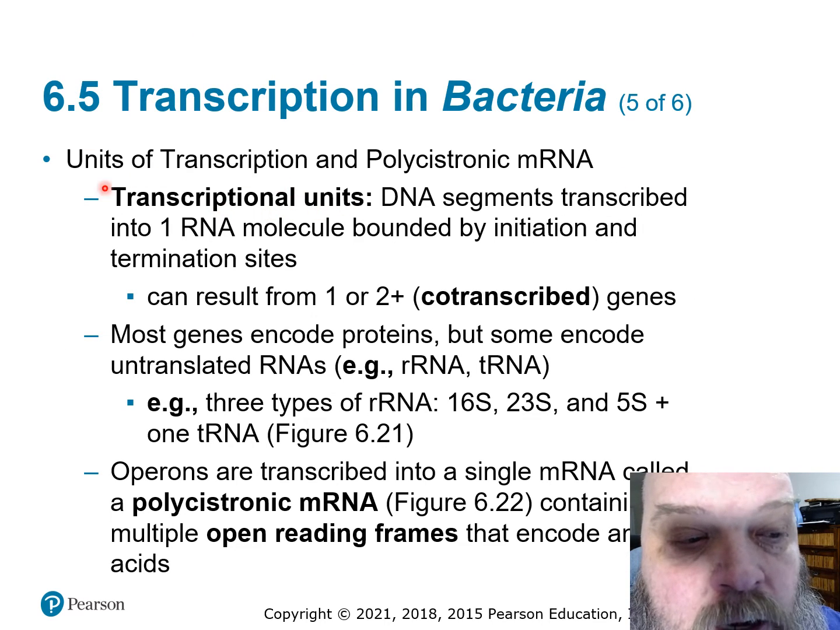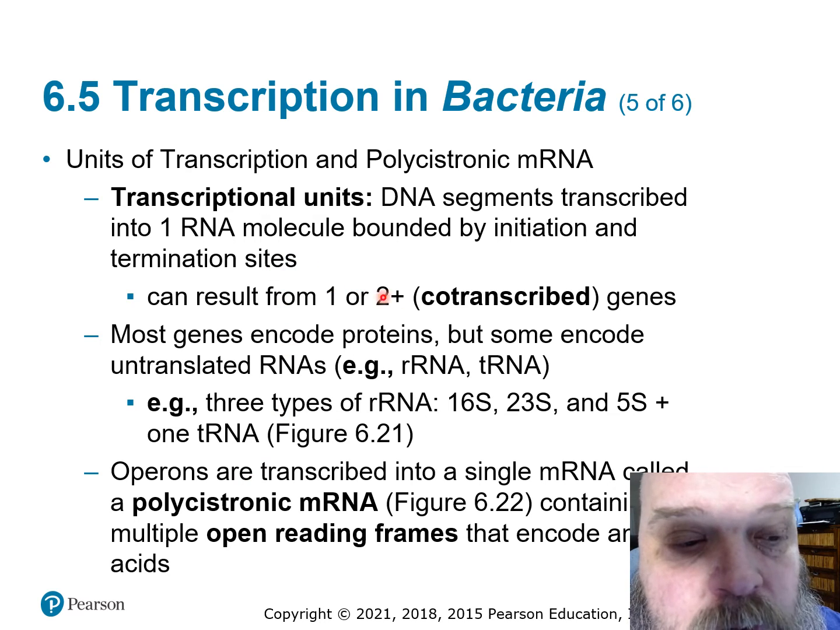You're going to see things done in what are referred to as transcriptional units. It's the DNA segment that's going to give you one RNA molecule. You have initiation sequences and termination sequences before and after. If it's an operon, there will be 1, 2, 3, 4, however many co-transcribed genes. They're all put on one RNA, and they're referred to as polycistronic.